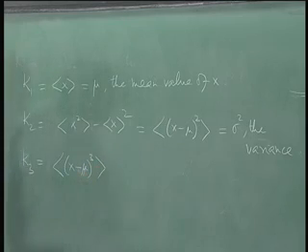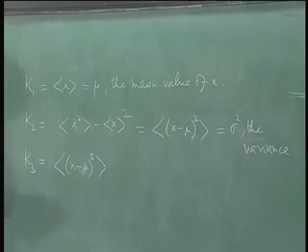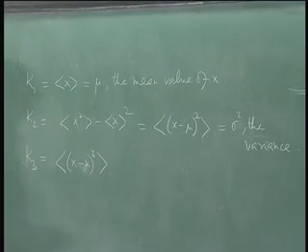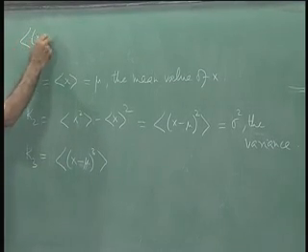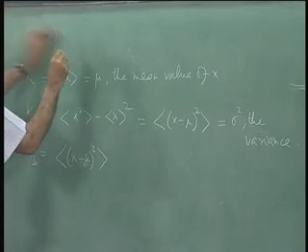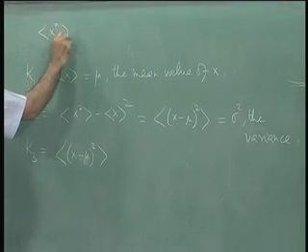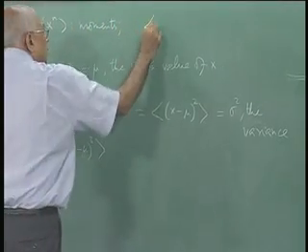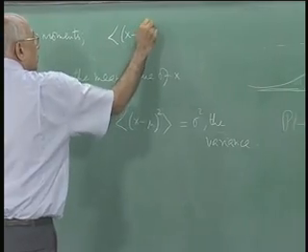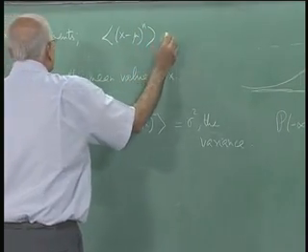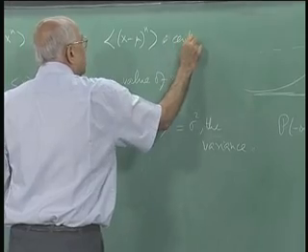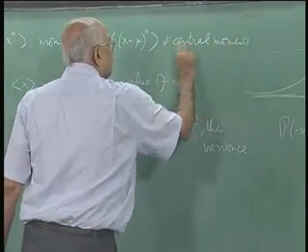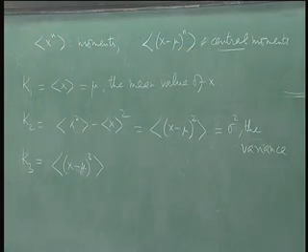cubed. It is the mean value of the cube of the deviation from the mean. Incidentally, these quantities x to the power n are the moments. These quantities x minus mu to the power n are the so called central moments. They are the moments about the mean.